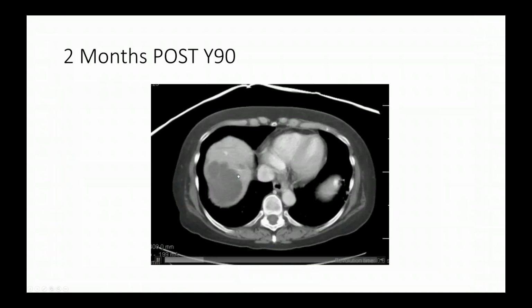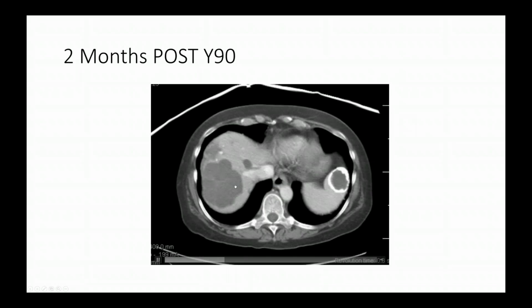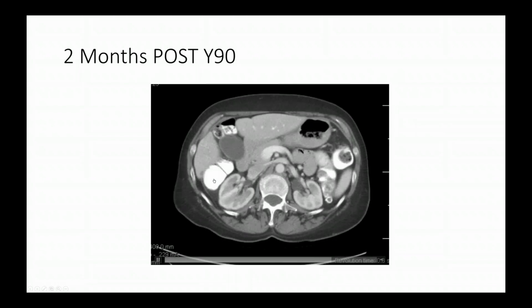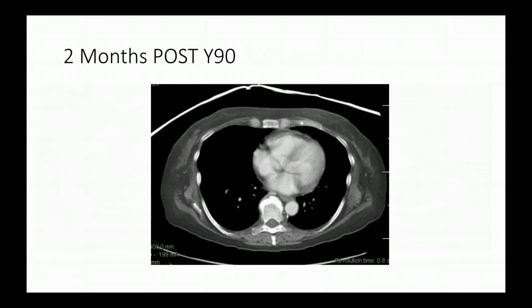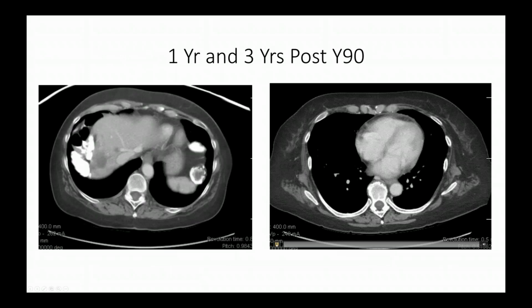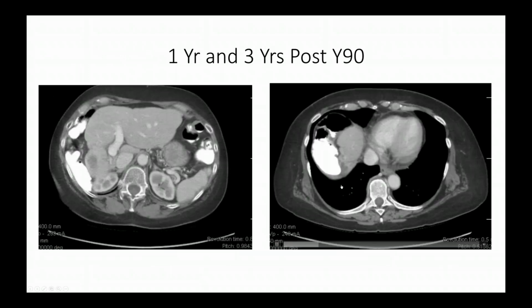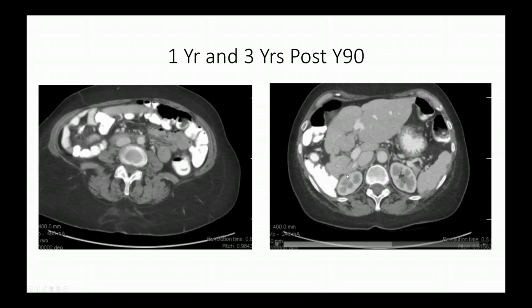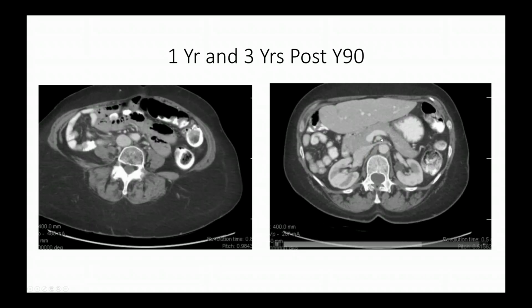And this is her at 2 months. So 2 months later, she hasn't changed significantly in terms of size. First, you see lack of enhancement. But this is her at 1 year, and this was her at 3 years post-therapy. She has essentially a complete modified RECIST response. These are all her tumors here. They've all disappeared. And her left lobe was hypertrophied because we atrophied her right liver.